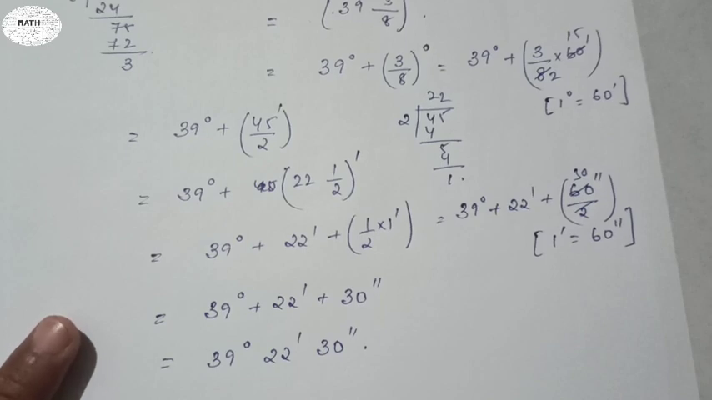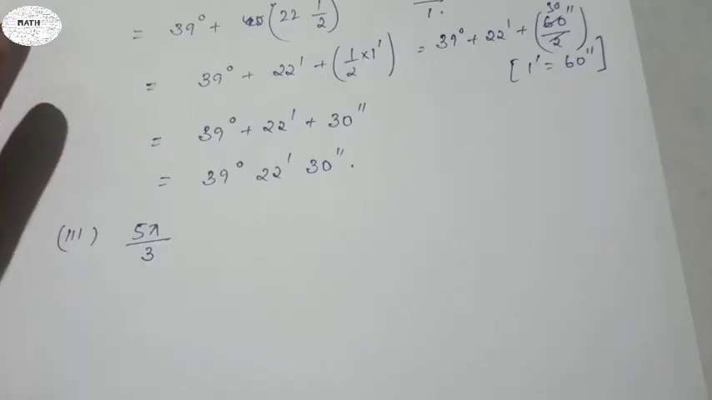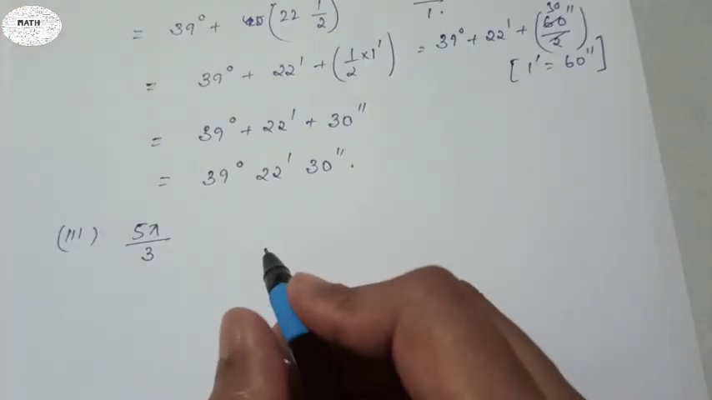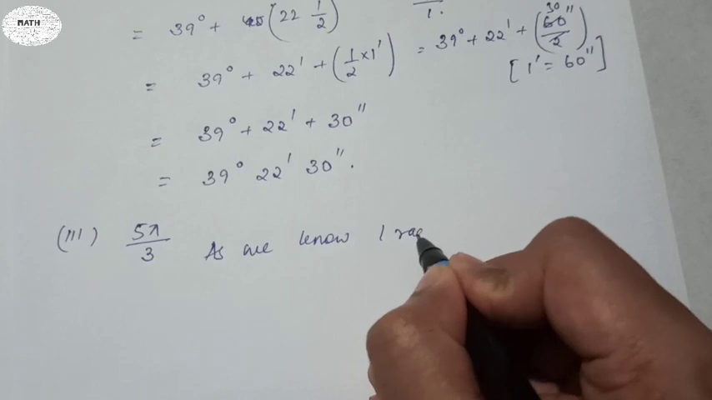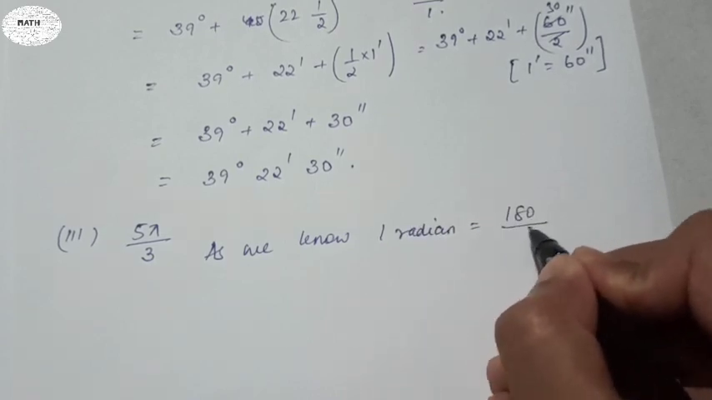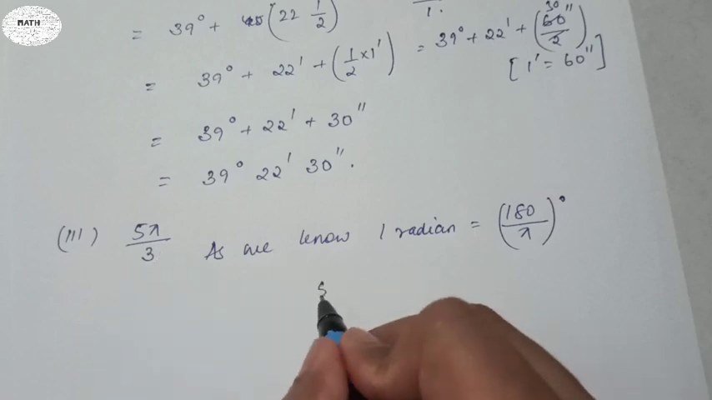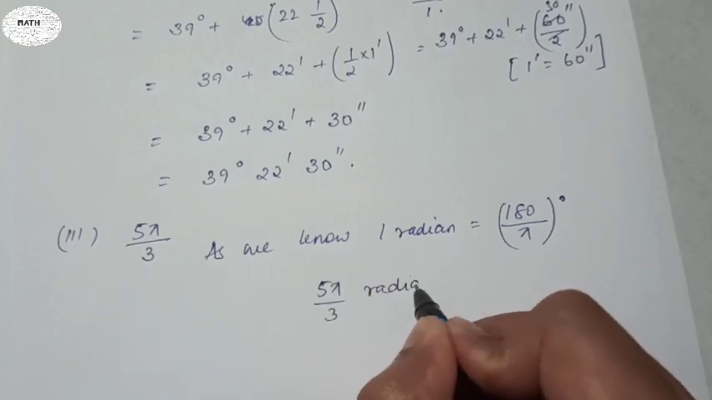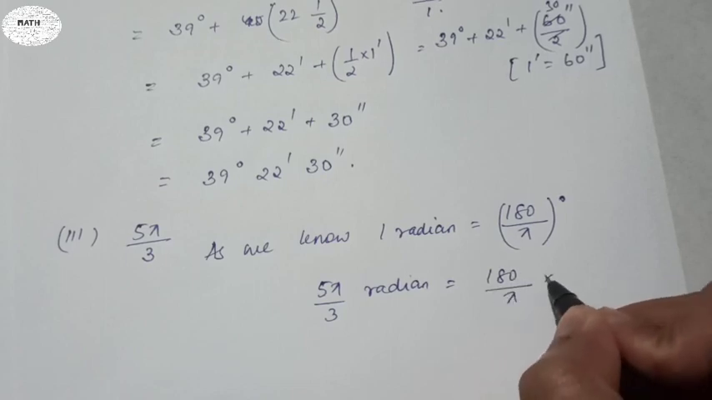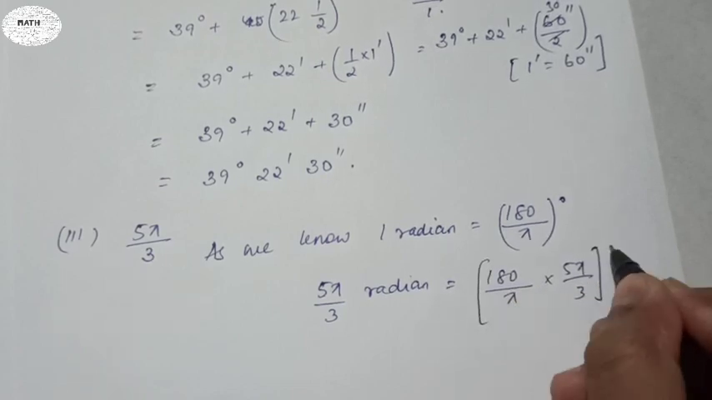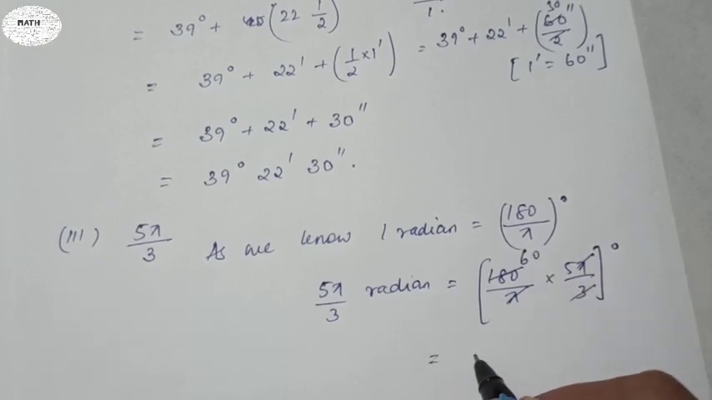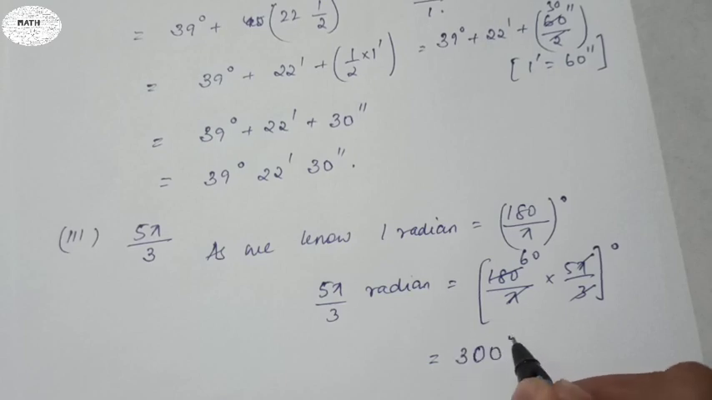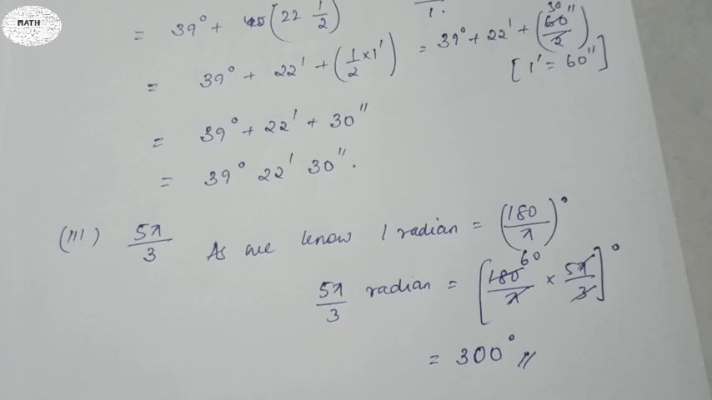That's how we're going to do question number 2-1. Pause the video and then write it down. Alright, question number 2-3 is given to be 5 pi by 3. Again the same way, as we know, 1 radian is 180 divided by pi degree. So 5 pi by 3 radian would be 180 divided by pi into 5 pi by 3. I cancel pi, 3 into 60 is 180, and 5 into 60 is 300. So in short, I'll get the answer 300 degree. That's all about question number 2-3.